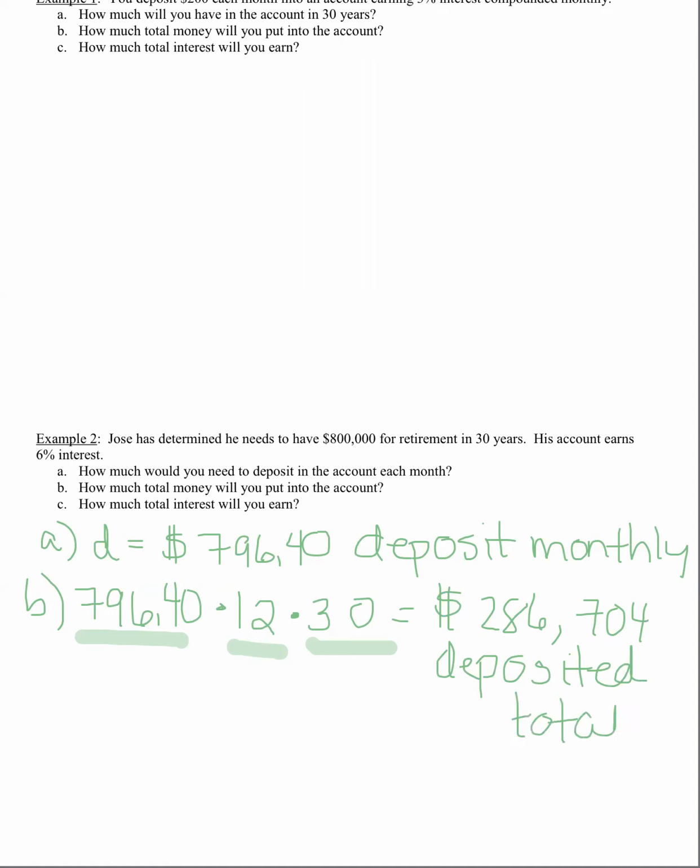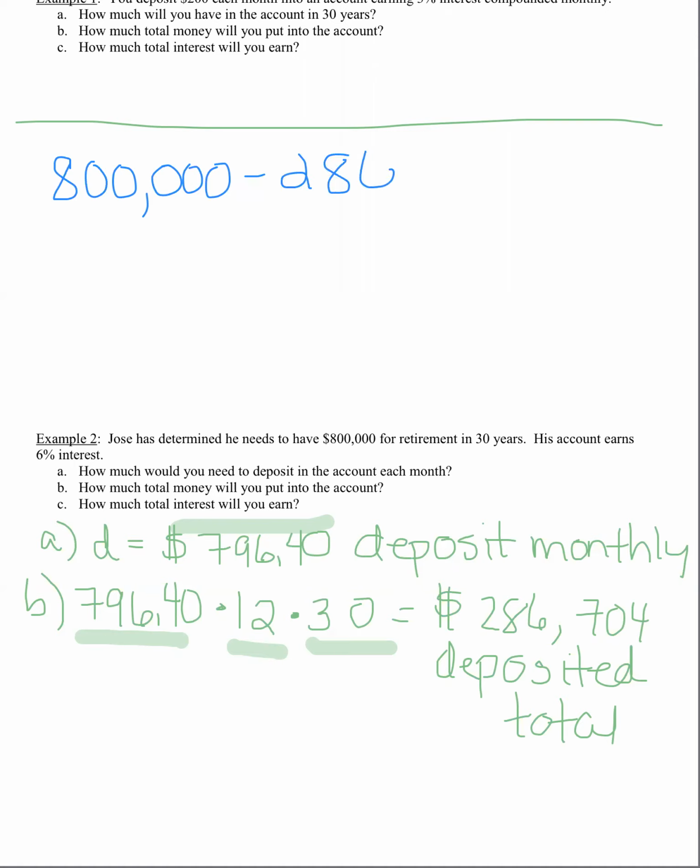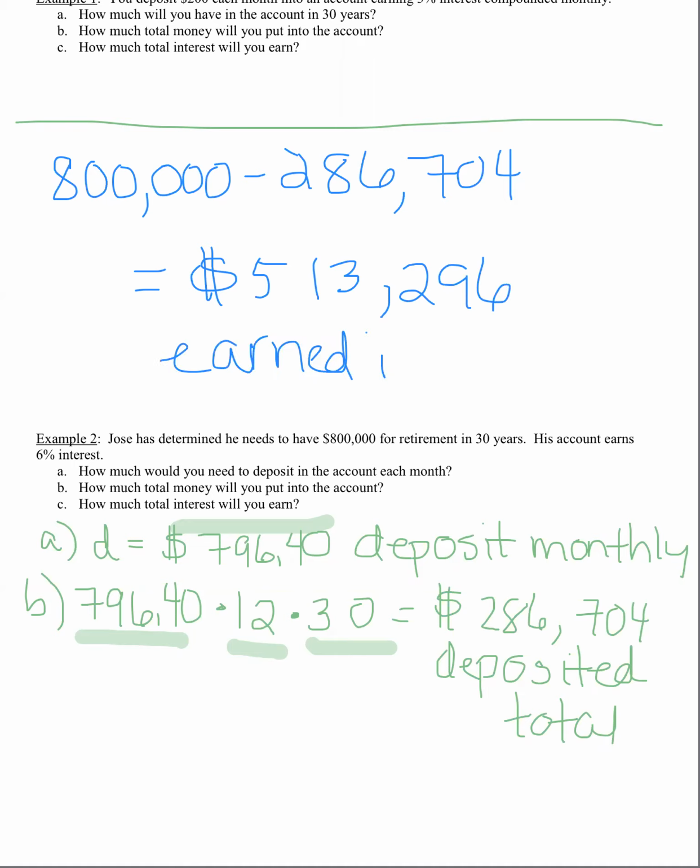Okay, and here's the really good part. How much interest did you earn? You ended up earning the amount that was in the account at the end, which was $800,000, minus the amount you paid in, which is $286,704. So quite a lot of money here. You end up making $512,296 earned in interest. Not a bad gig. Almost tripling your money.